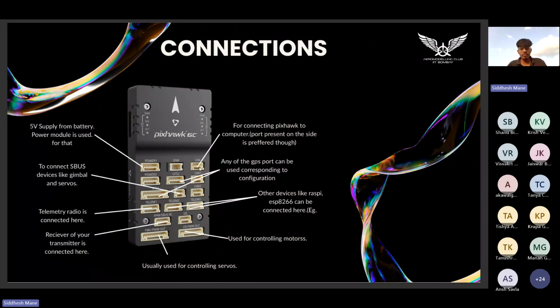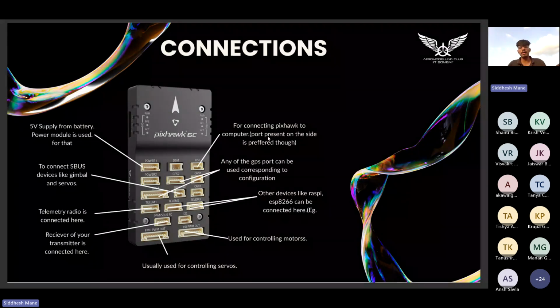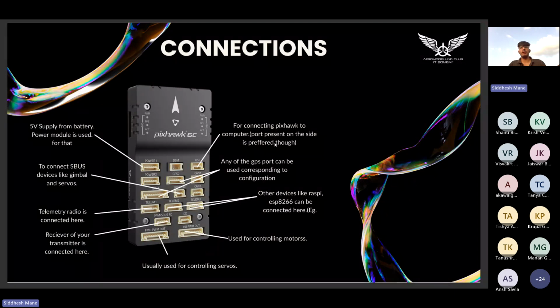Next here is a USB port. So it is used to connect USB devices to Pixhawk. It is not recommended to use this port to connect your laptop to Pixhawk. There is another port which is present on the right side of Pixhawk. There you can connect a USB cable to connect Pixhawk to your laptop. Now next, these 2 are the GPS ports, GPS 1 and GPS 2. So any one can be used depending upon the configuration of your GPS module.